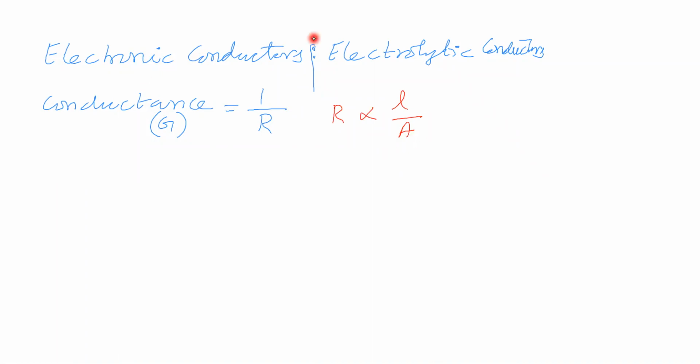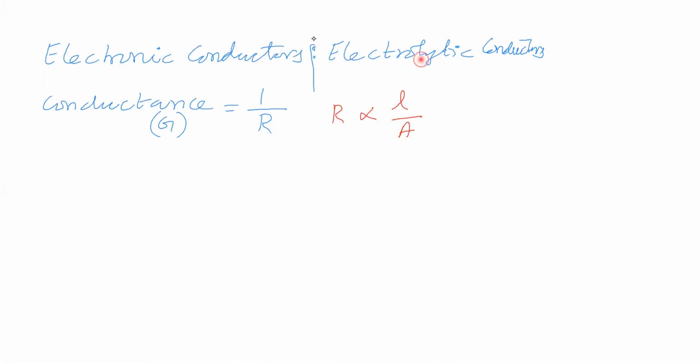For electronic conductors, how to see the length? Length of the metal. Electronic conductors means metals are electronic conductors. Graphite also comes under electronic conductors. So for electronic conductors, resistance is proportional to L by A. L is the length of the metal, and A is the area of cross section of the metal.